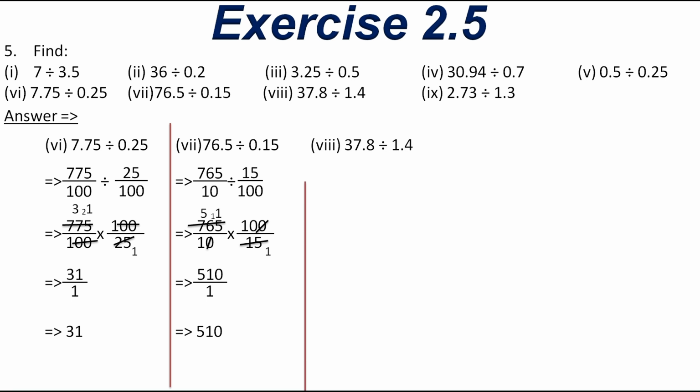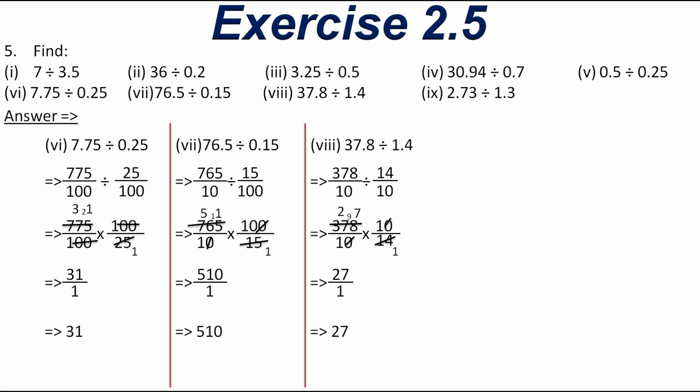Next we have 37.8 divided by 1.4. 37.8 can be written as 378 upon 10 divided by 1.4, which can be written as 14 upon 10. Now we will change the sign and we will write the reciprocal. So we got it this way. Now 14 ones are 14 and 14 twos are 28. Now 9 remain. Now 98, we have 14 sevens are 98. Now 00 will go. So we got the answer as 27.